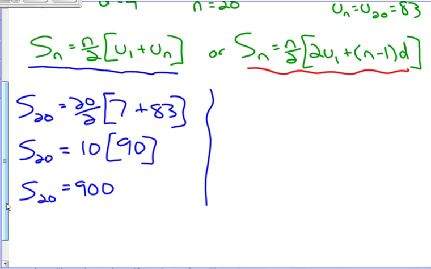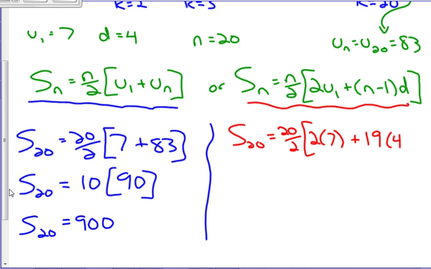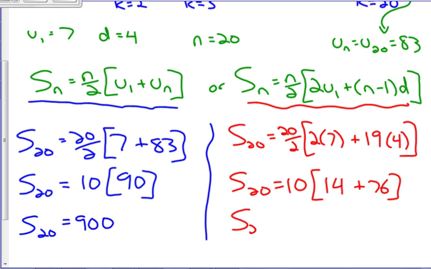What if we did it with the other formula? Well, let's just take a quick look. If we did it with the other formula, we'd say S20 is n over 2, so 20 over 2, 2 times u1, which would be 7, plus n minus 1, so n is 20 here, so n minus 1 would be 19, times the common difference, which is 4. Let's make sure that we get the same result. So this is going to be 10 times 14 plus 19 times 4. Well, let's see. 20 times 4 is 80. 4 less would be 76. Ten times 90, or same result, 900.